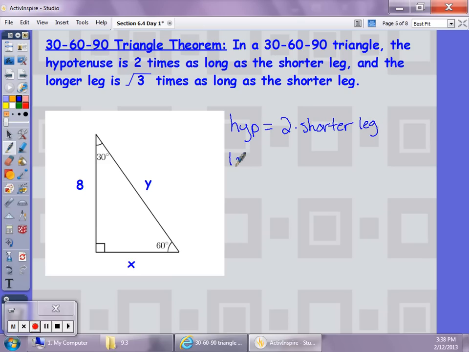and that the longer leg will always equal root 3 times the shorter leg.